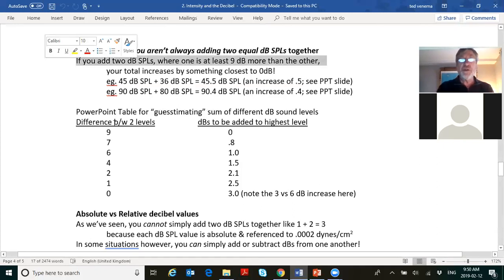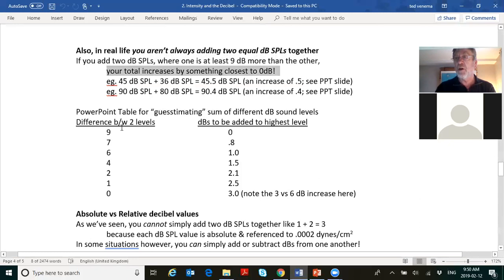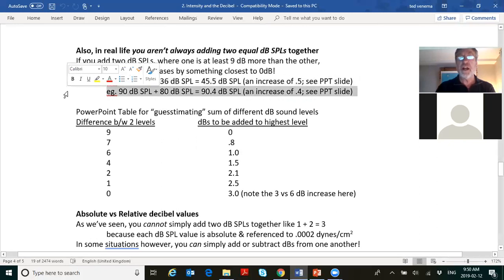If you add two sound pressure levels, where one is at least 9 dB more than the other, say 10 or more, your total increases by almost nothing. Almost nothing. For example, 45 plus 36 is kind of like 45 and a half. Do 90. 90 plus 80 is basically 90. Look at this. Okay, 90 and 80 is a little bit more than 90, but barely.